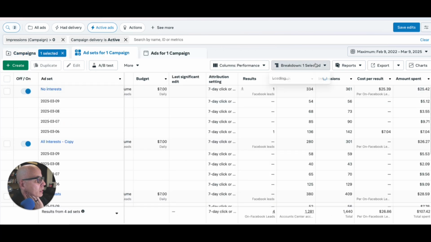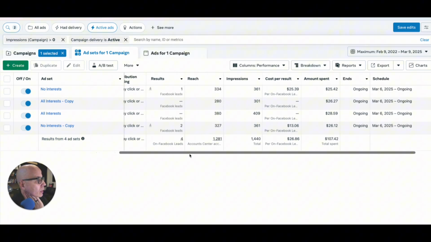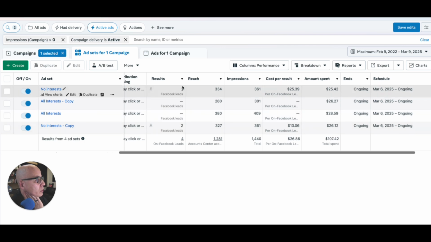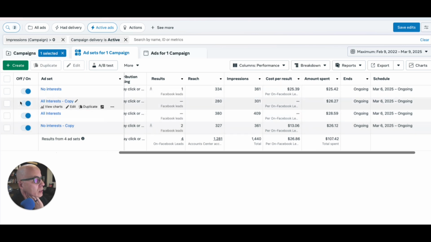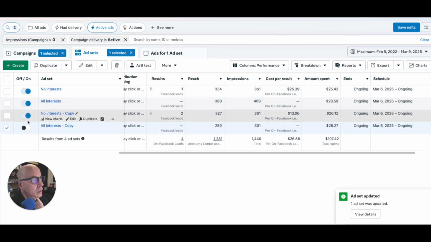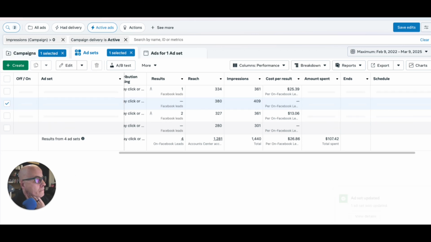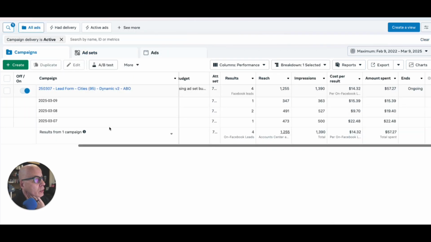I'm going to click onto the ad set. I'm going to clear this and just take a look at where these leads are coming from. So these leads are coming from these 2 ad sets. So what I'm going to do for the time being, I am going to go ahead and pause the ones that have not produced a lead. So it's this one and this one. And we'll let that run.